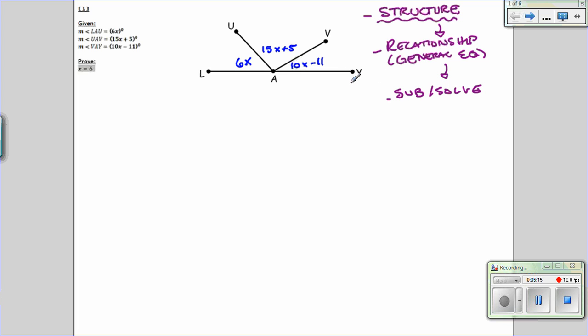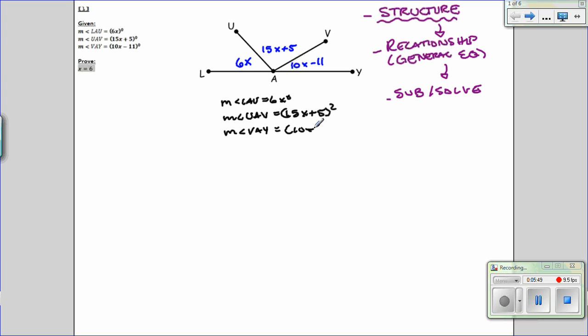So step one of this proof is establishing the givens, making sure that that's actually going to be in my proof somewhere. So I'm going to write that right here in the middle. The measurement of LAU is 6x degrees. The measurement of UAV is 15x plus 5 degrees. And the measurement of angle VAY is 10x minus 11 degrees.